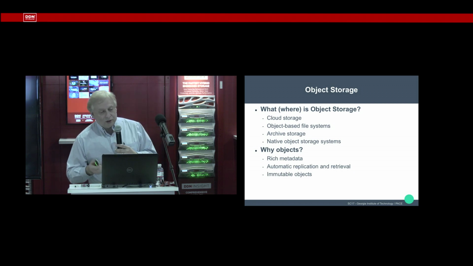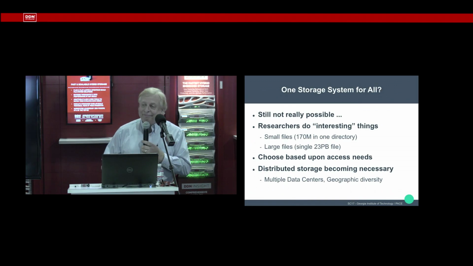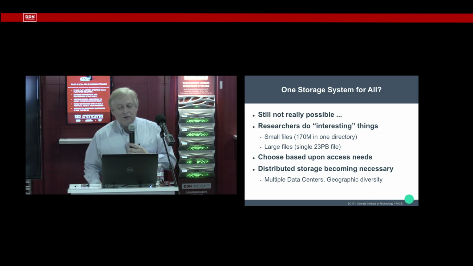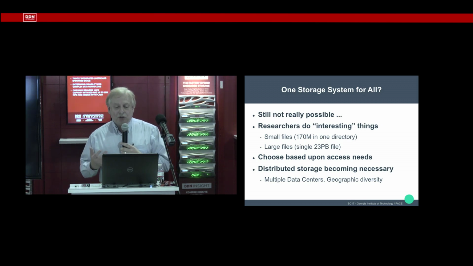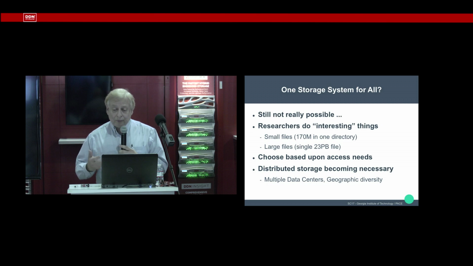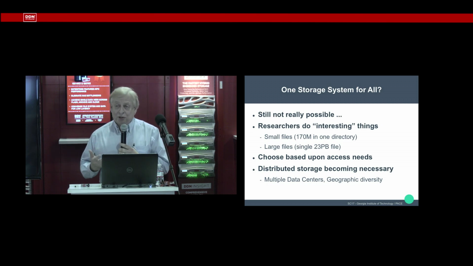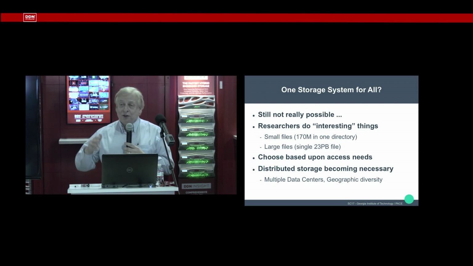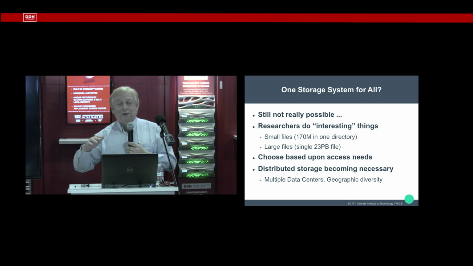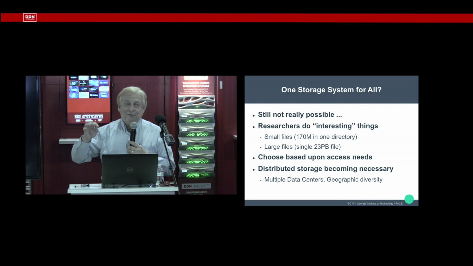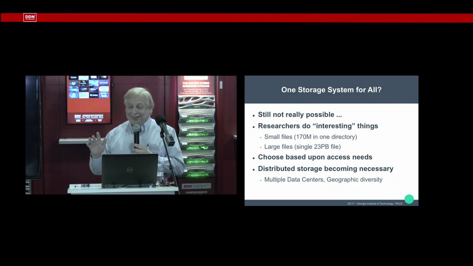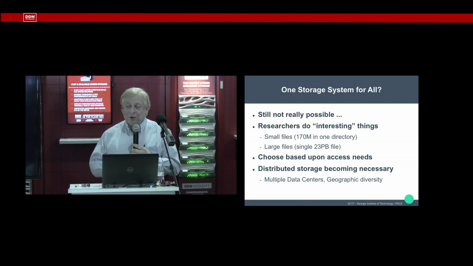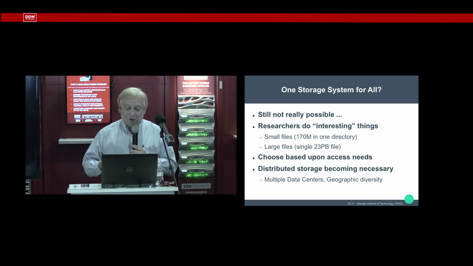So, one storage system for all? Not really. There's so many different ways that you might want to access data that there isn't any one system that works well for everything yet. And I think that's still the Desiderata out there. If anybody knows of a file system that works for absolutely every case out there, I want to know about it. But I haven't found one yet.